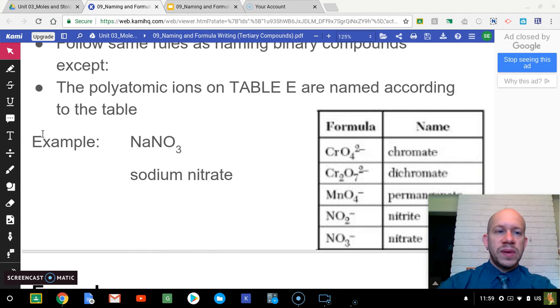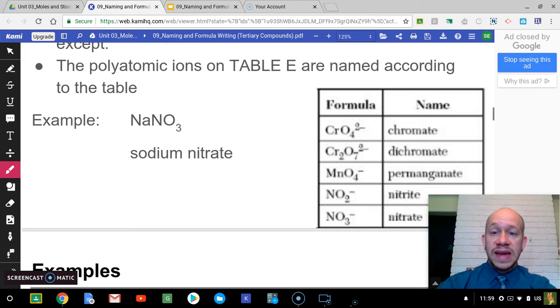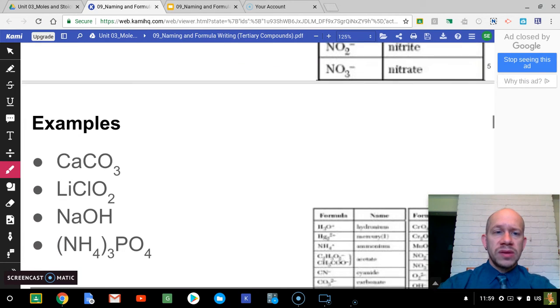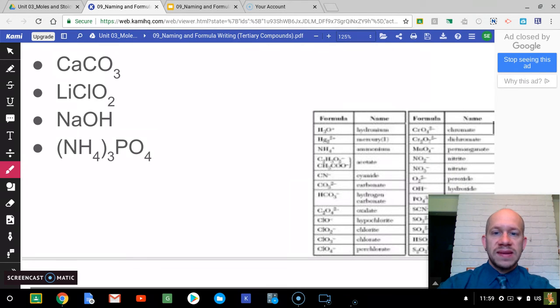So in this case, we have sodium, Na, NO3. You'll look on Table E and you'll find NO3 is nitrate. So sodium nitrate. Here are some more examples. We have CaCO3. We know it's a tertiary compound because there are 3 capital letters. Look on Table E to find the polyatomic ion, and you'll see it's carbonate right here. So we'll have calcium carbonate.